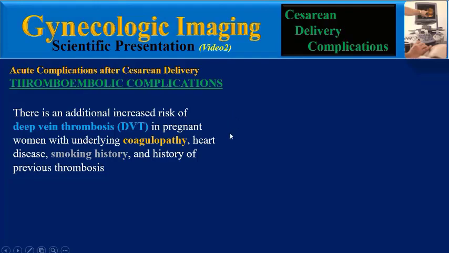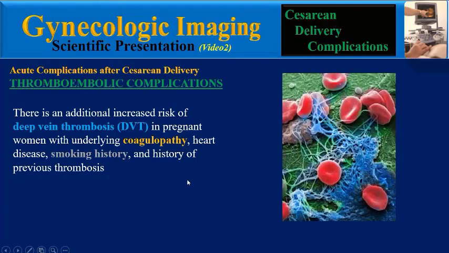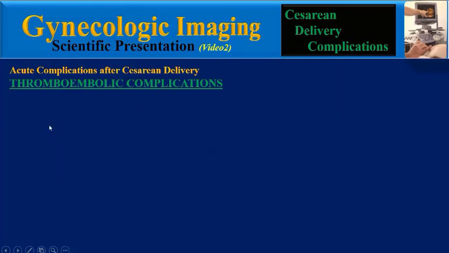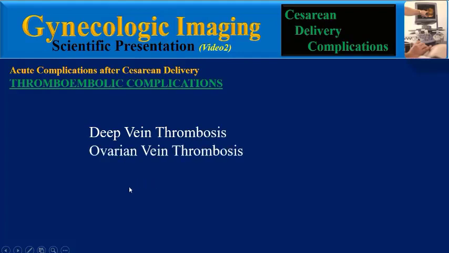There is an additional increased risk of deep vein thrombosis in pregnant women with underlying coagulopathy, heart disease, smoking history, and history of previous thrombosis. There are 3 types of thromboembolic complications that may occur in the postpartum period: deep vein thrombosis, ovarian vein thrombosis, and amniotic fluid embolism. I know we are all familiar with deep vein thrombosis, and there is no need to explain it in this presentation. So I begin with ovarian vein thrombosis.